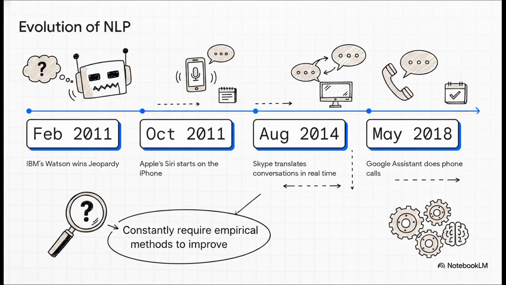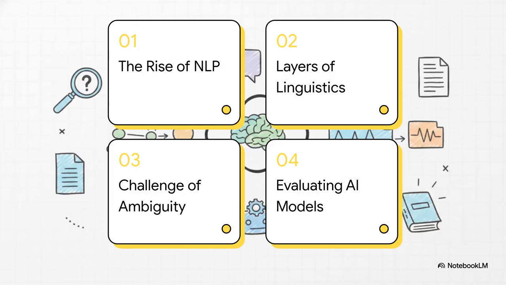But here's the real takeaway. These tools are everywhere, absolutely, but none of them work perfectly yet. They constantly need empirical methods to keep improving. So, to really grasp this, we're going to break this explainer down into 4 key areas. First, the rise of NLP. Second, the layers of linguistics. Third, the massive challenge of ambiguity. And finally, how we evaluate AI language models.